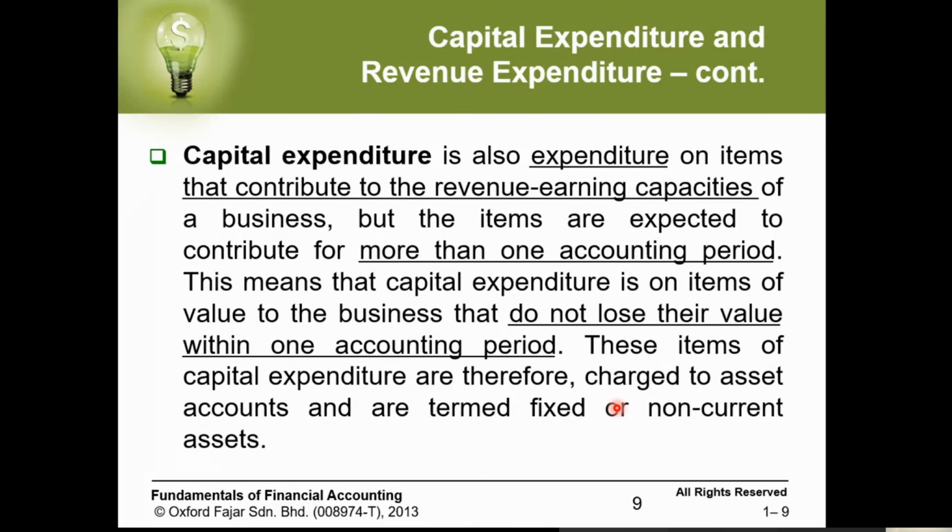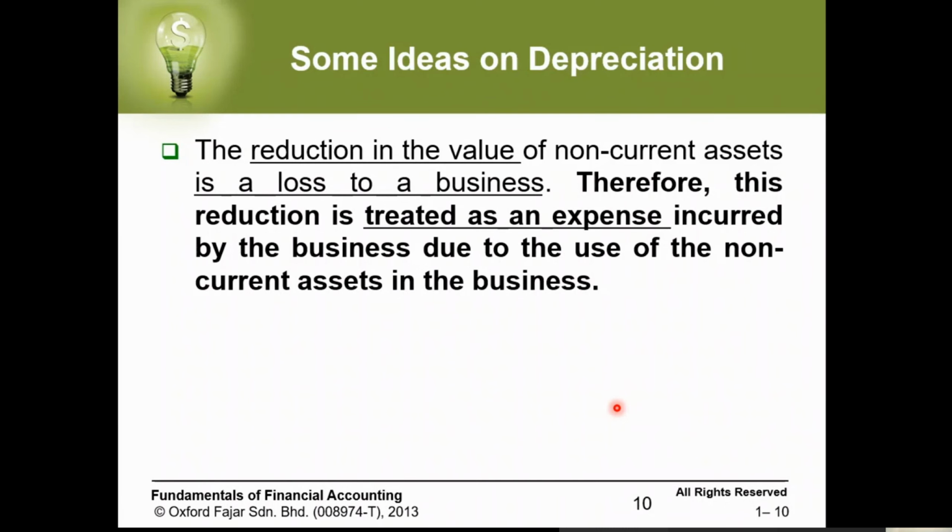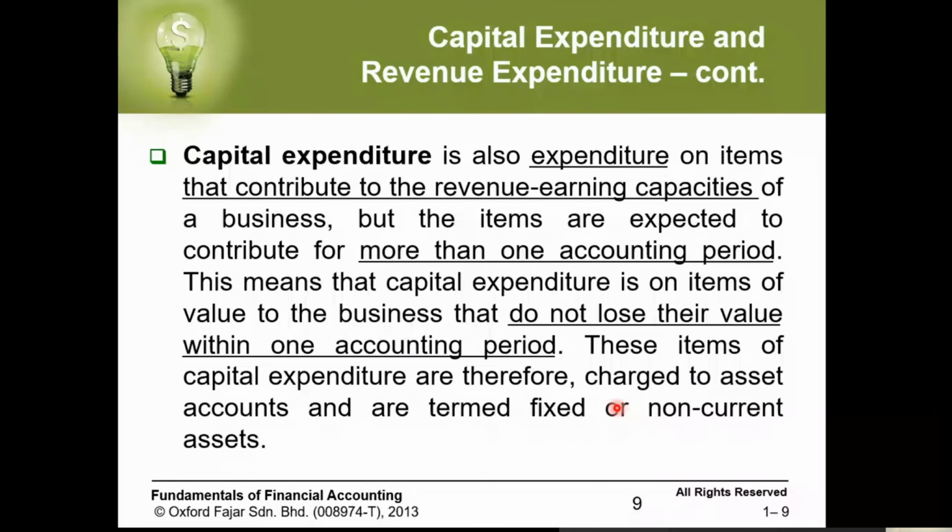Capital expenditure is the expenditure which will contribute to the revenue earning capacities, but it will be used for more than one financial period, one accounting period, and it will not lose its value within the accounting period. Examples are when you pay for machinery, land, furniture, building, and so on. So this is the difference between capital expenditure and revenue expenditure.